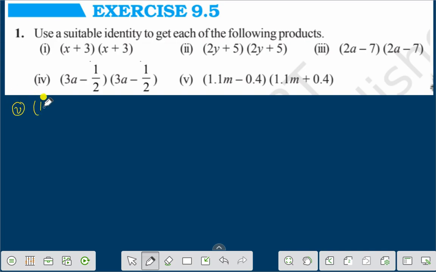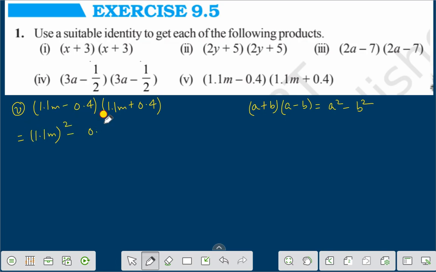Question number 5 is (1.1 m minus 0.4) into (1.1 m plus 0.4). That means we will apply the identity (a plus b) into (a minus b) is equal to a square minus b square. Then we get (1.1 m) whole square minus (0.4) whole square. 1.1 into 1.1 is 1.21 m square minus 0.16. That is the answer of question number 5.